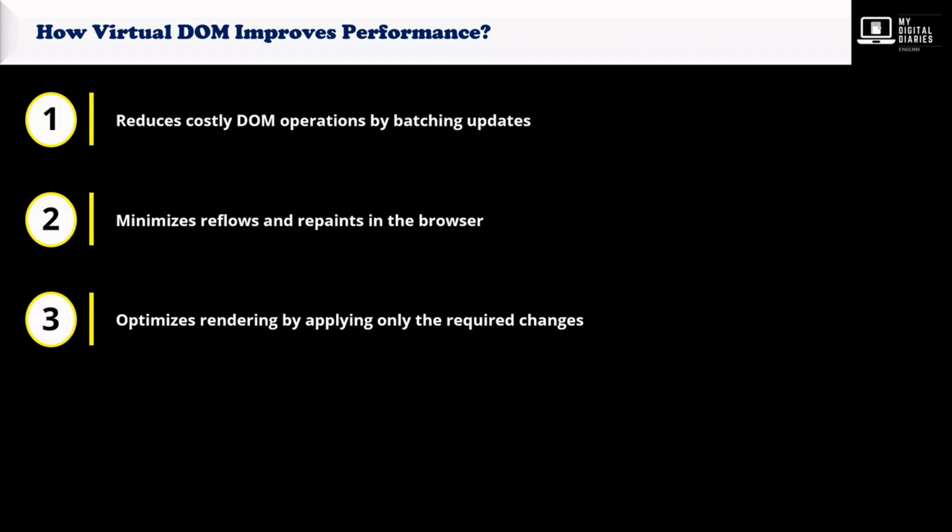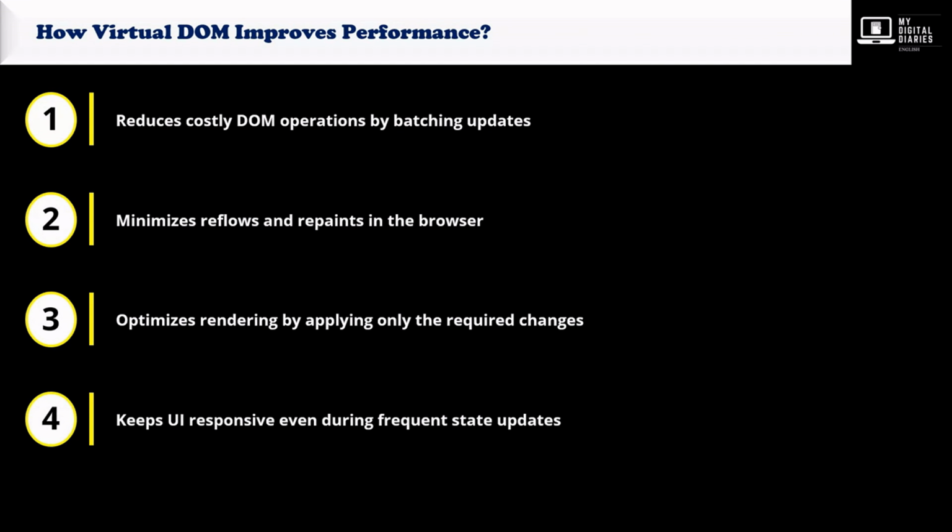The third point is optimize rendering by applying only required changes. So virtual DOM optimizes rendering by applying only the required changes. With virtual DOM, only the changed element is updated, unchanged elements stay exactly the same. So no wasteful rendering. This selective rendering is the core optimization engine of React.